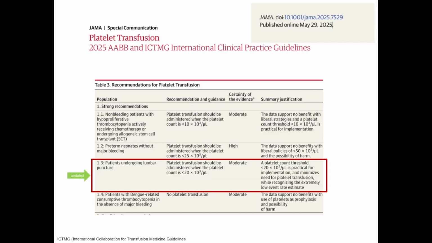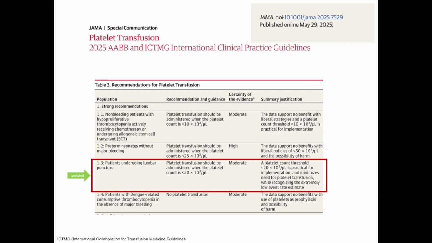These guidelines are recent. They came out just last year, and they're great. This was an international study. It was a really helpful paper because the literature needed to be updated, and this was published also by authors from here. So this is our work, and it's great. The new update here is that platelet transfusions should be administered for lumbar puncture when platelets are less than 20,000.